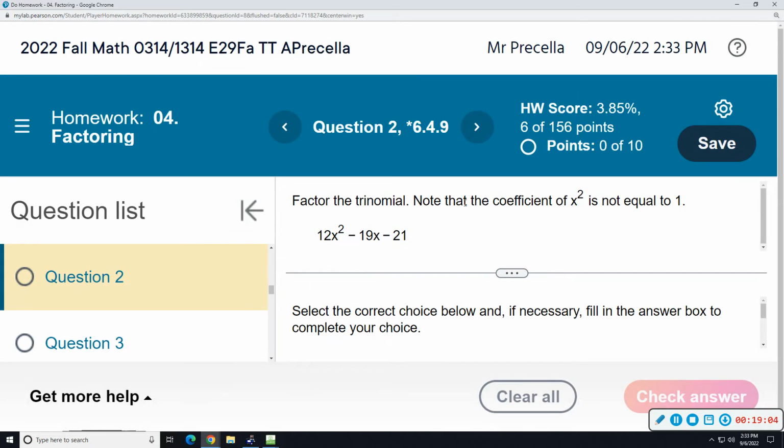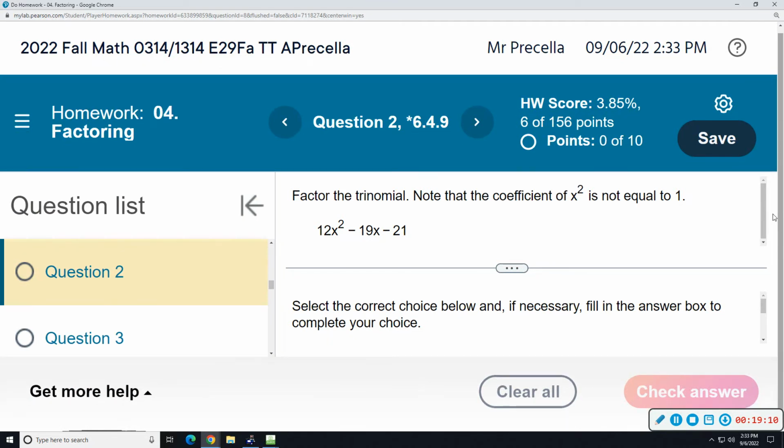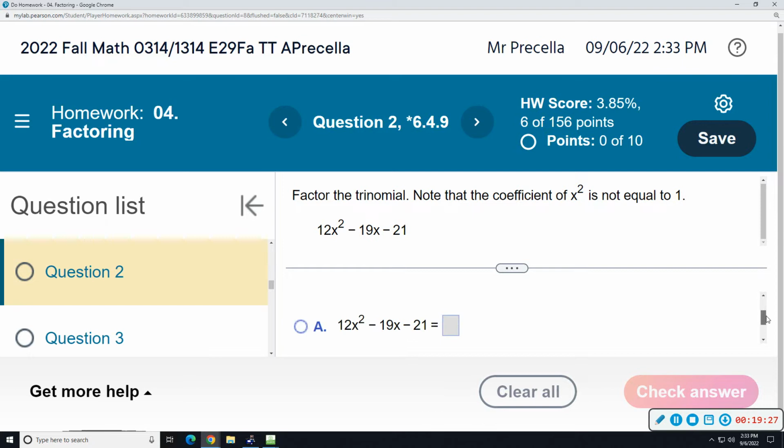Oh, okay. Okay, so this is problem number 2. 12x squared minus 19x. Is that a plus or a minus? Minus. Minus 21. Okay.